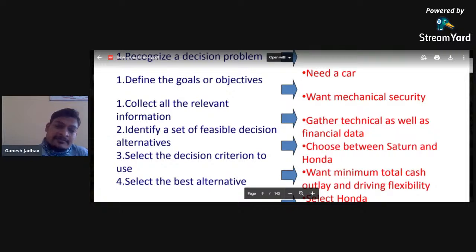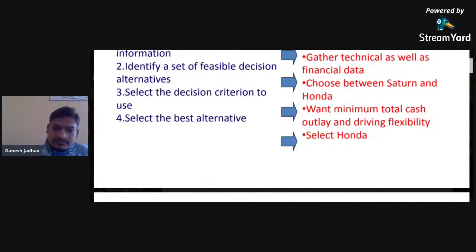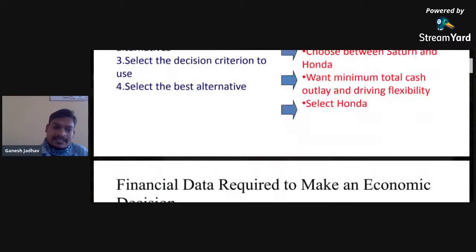What is our decision criteria? Our decision criteria is to want the minimum total cash. So we are required to take the car which has the minimum cash, and select the best alternative. So what is the selection from the minimum criteria? The selection is the Honda car. So this is the final selection.